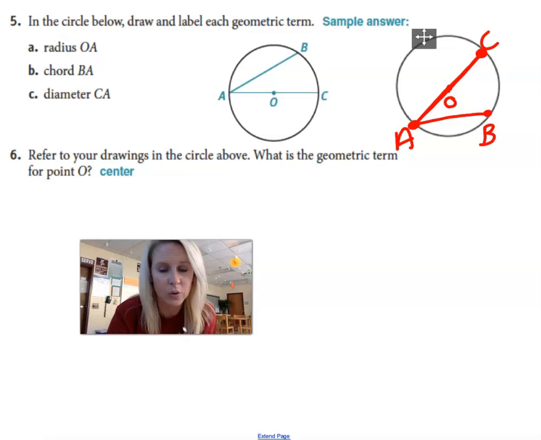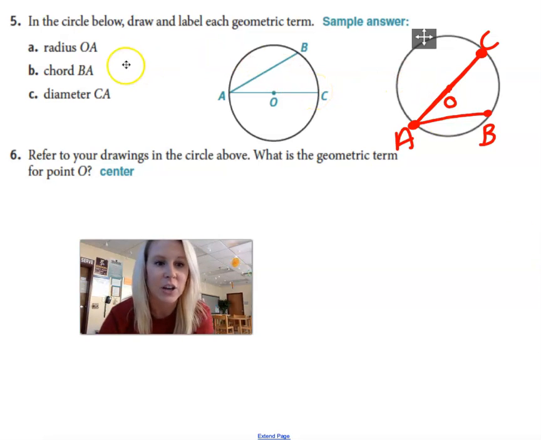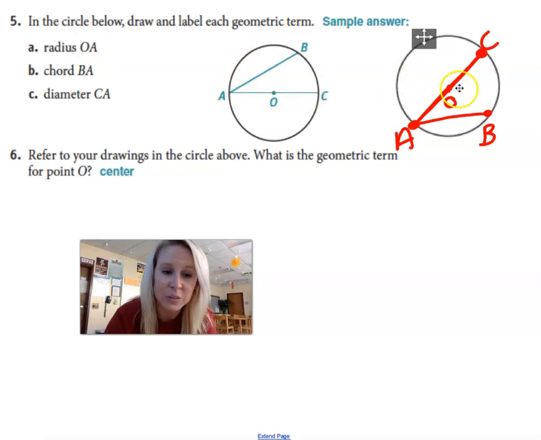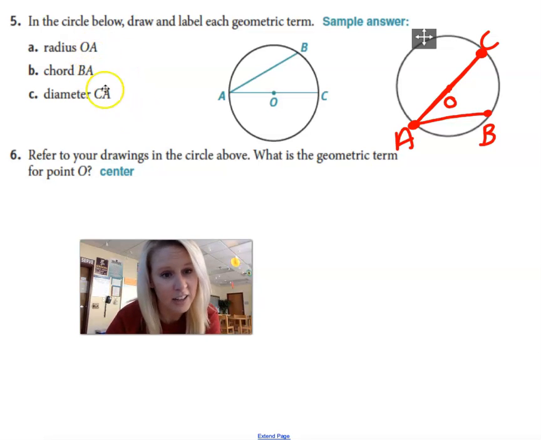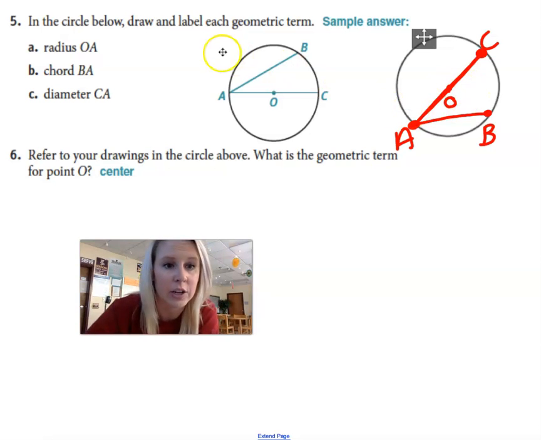So here is an example. I tried to draw two separate ones and I got the same picture. Notice that O had to be your center because the radius is O and then A, and the diameter is C and then A. So we know A has to be on the outside of the circle because it's the second letter in all of these. So O had to be your center. As long as you have that, you're good.